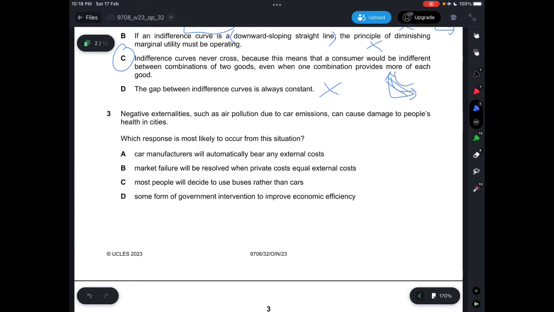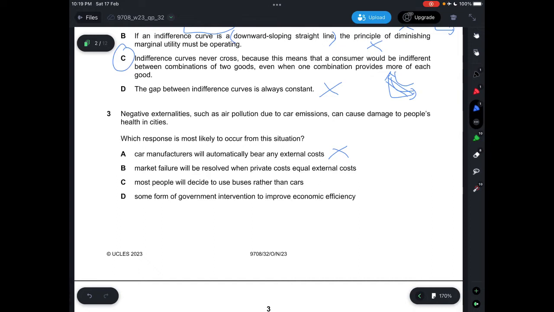All right. So A, it says car manufacturers will automatically bear any external costs, which is incorrect. The car manufacturers are the ones that resulted in car emissions, and they are the ones who are producing it. So the cost that they bear is actually the cost resulting from the production of this particular car, which is private cost. But external cost is basically the cost that is borne by the person using it and also the person surrounding that particular item, in this case a car, which means that people who actually inhaled car emissions would then result in a deterioration to your health, and so that is basically resulting in external costs.